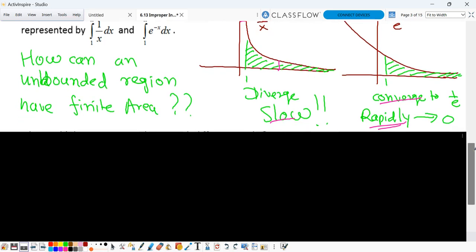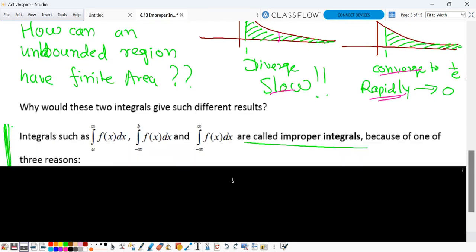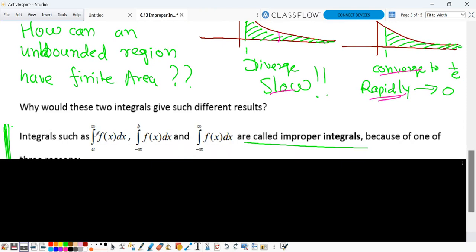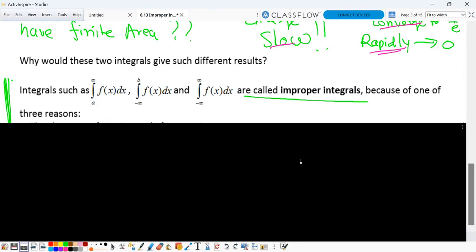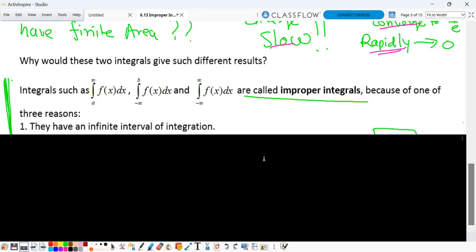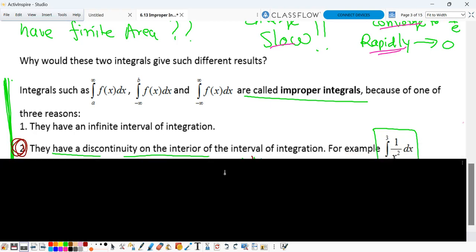We will have to do this without a calculator. But what is the definition of improper integrals? Integrals where one of the bounds is infinity, whether it's positive infinity, negative infinity, or both sides, are called improper integrals, for one of three reasons. The reasons are either they have an infinite interval of integration, or they have a discontinuity. Sometimes there is a vertical asymptote in between. So there is a discontinuity in the interior of the interval of integration.